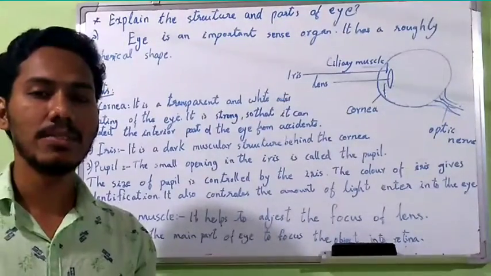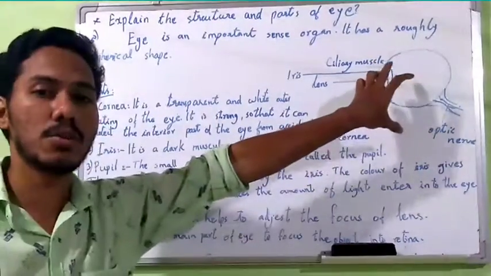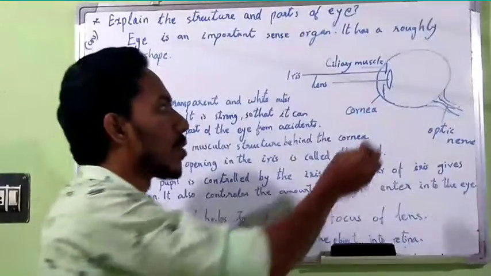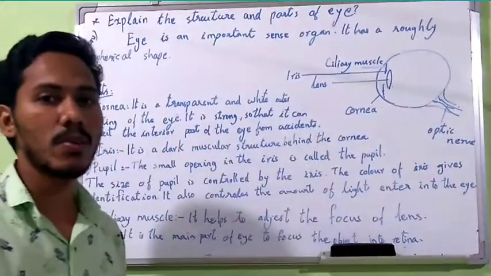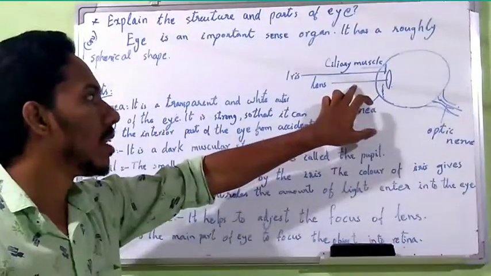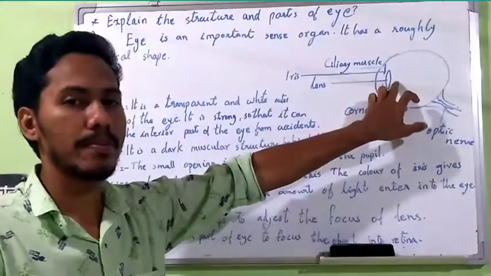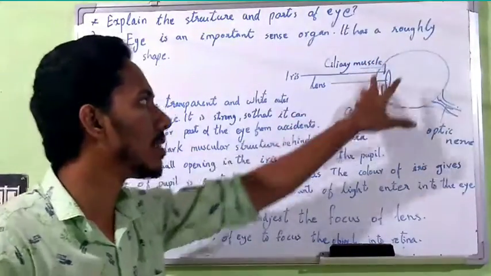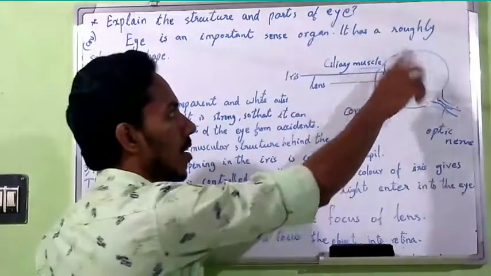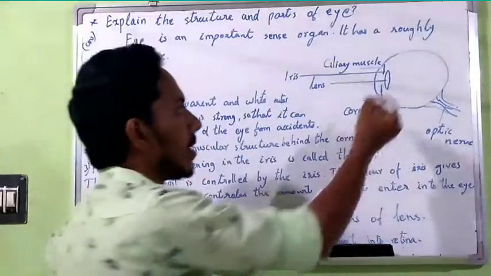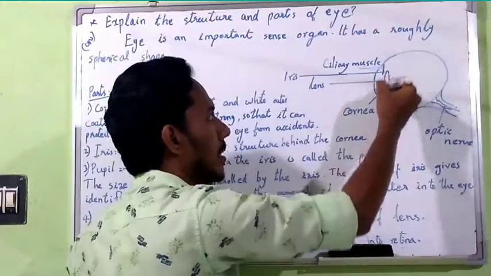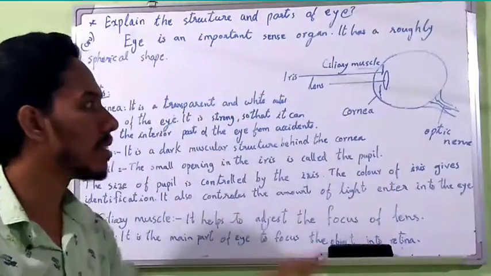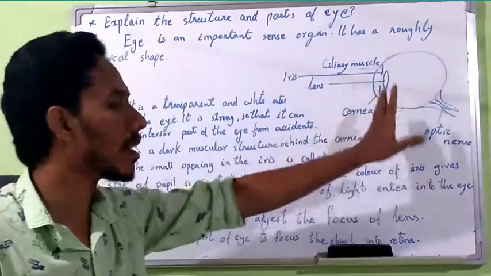Hi students, then we have to discuss the structure of the eye. It is the simple structure of our eye. What are the parts? Lens, it is the central part. Then cornea, the outer covering of this eye, and it is the transparent material at the center portion.